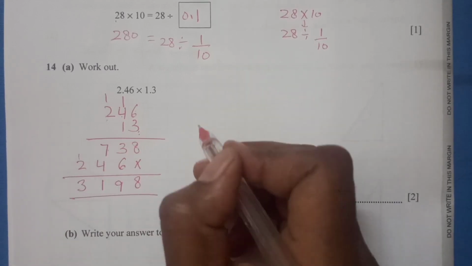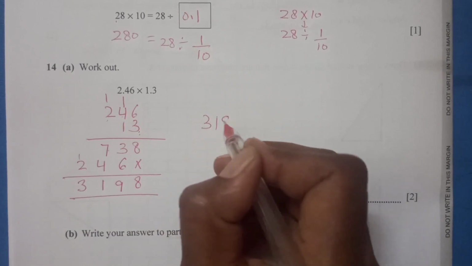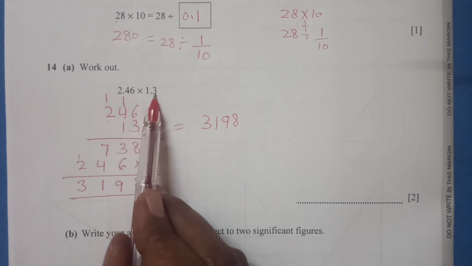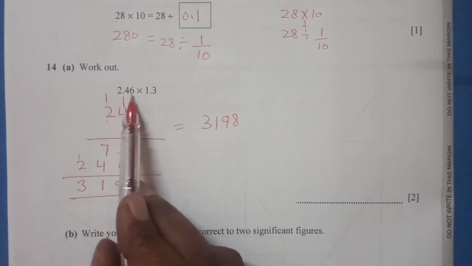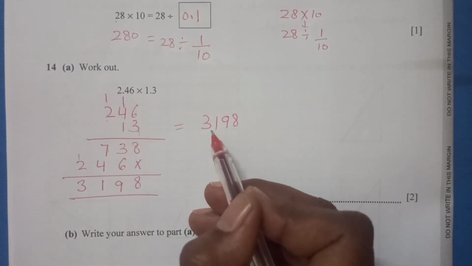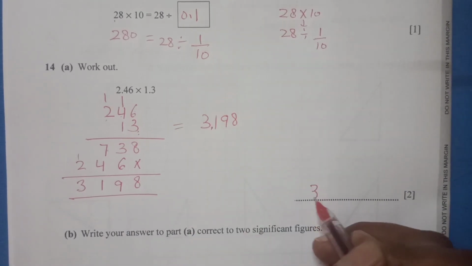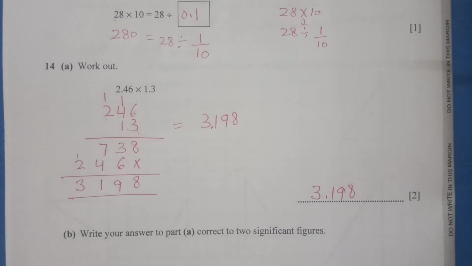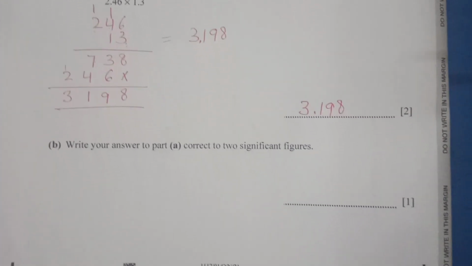So our answer is 3198, right? But how many decimal places do we have? 1 here, 1, 2. So the total is 3 decimal places. 1, 2, 3. So we will count from here. So the final answer is 3.198. Got it?